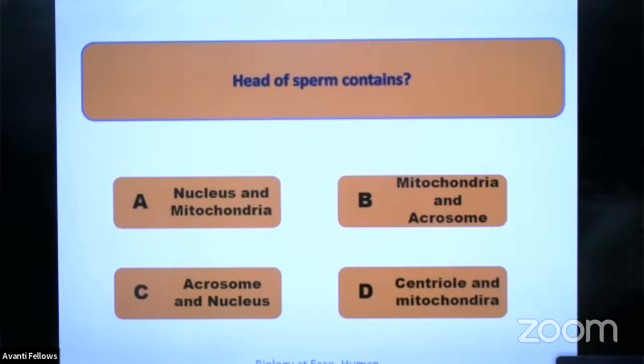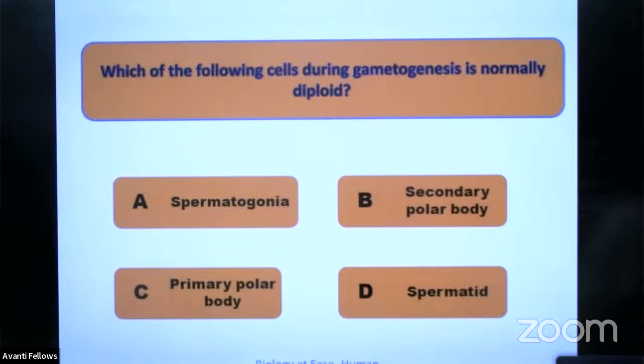So here, question number 23, the correct option is C only, and it contains what? Acrosome and nucleus, and mitochondria in the middle piece region only, and the centriole is also present in the middle piece region only. So the correct option is C only in case of question number 23. Then we will move to question number 24.